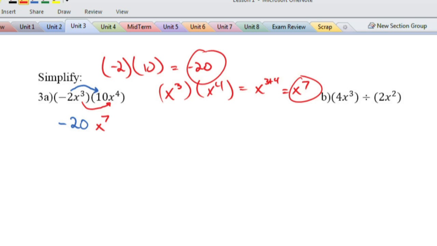So we've done a lot of multiplication. We haven't done a lot of subtraction yet for the division type questions. So I'm going to write this. I'm just going to rewrite it. 4x cubed divided by 2x squared. I'm going to write it on top like this. I just like looking at my fractions this way instead of writing them all on one line with the division in the middle.